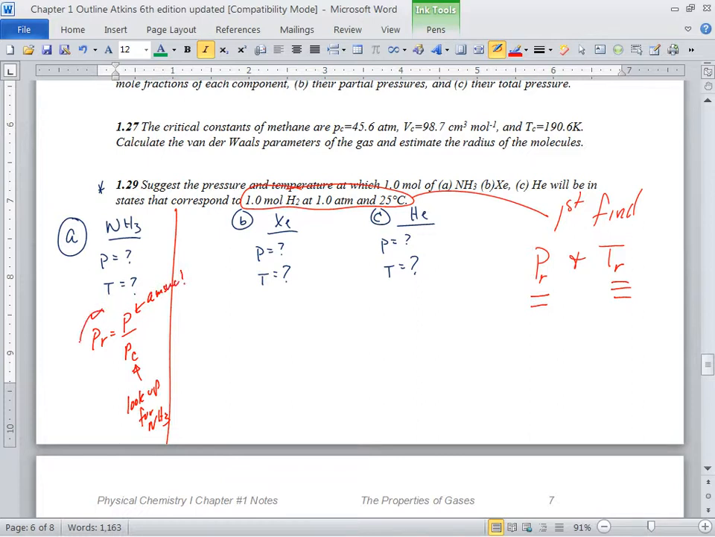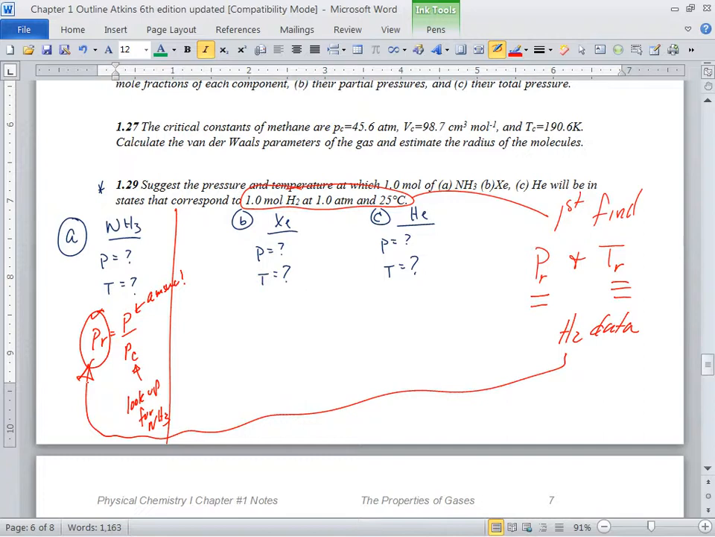This PR, where does that come from? That comes from the hydrogen data, way over here. Does that make sense? So we got to calculate the PR and TR using the hydrogen stuff. And then to get all these other gases in the same state, just set their pressure over the critical pressure, or their temperature over the critical temperature, to be that reduced pressure or reduced temperature of hydrogen's. All be in the same state.